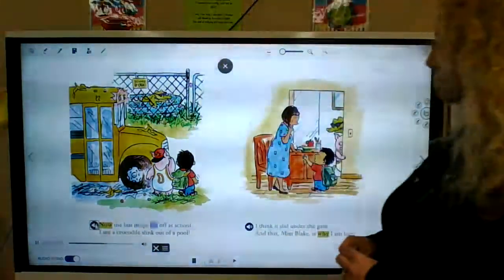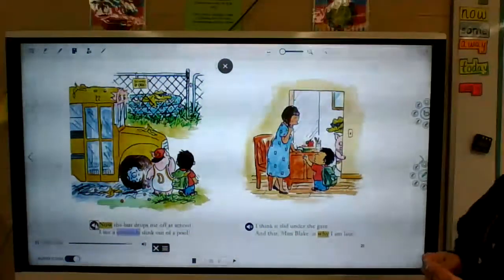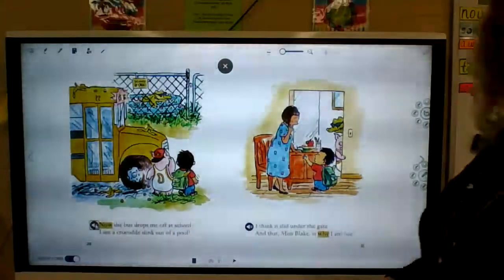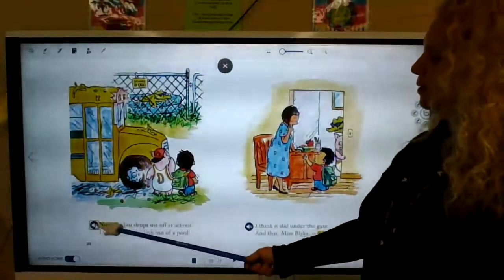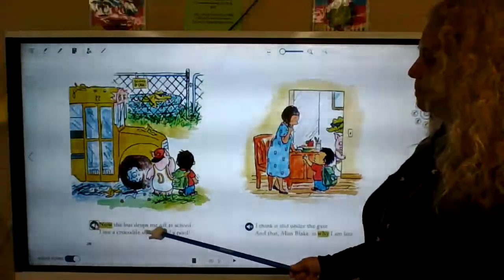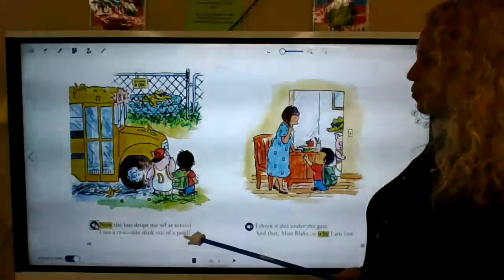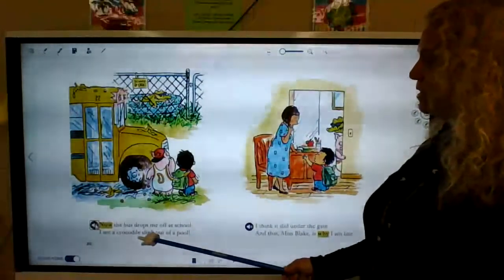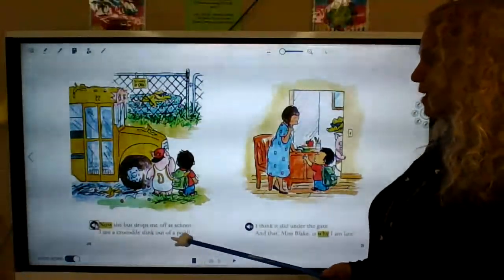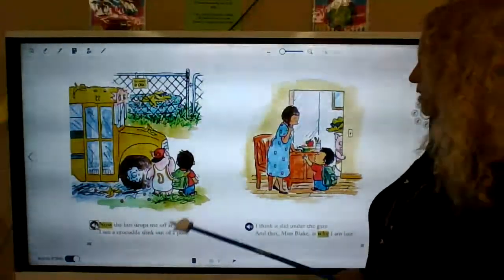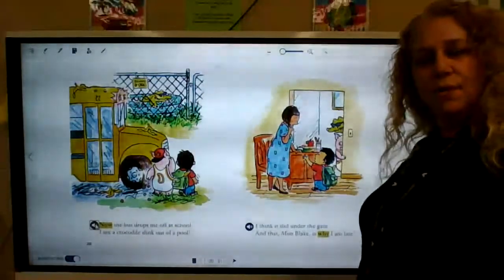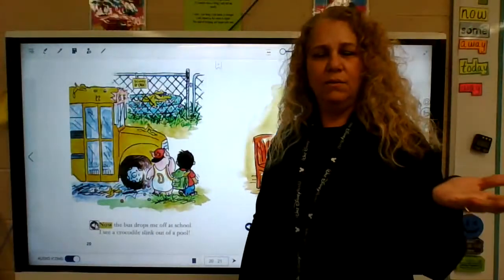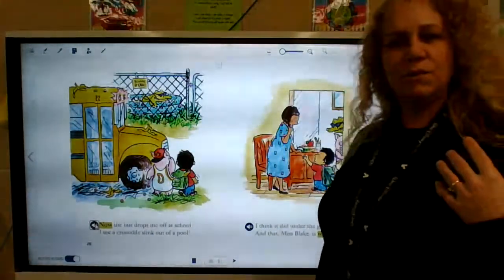Now the bus drops me off at school. I see a crocodile slink out of a pool. School, pool. Now, is this really happening? Is this boy really seeing all these things and that's what's making him late?